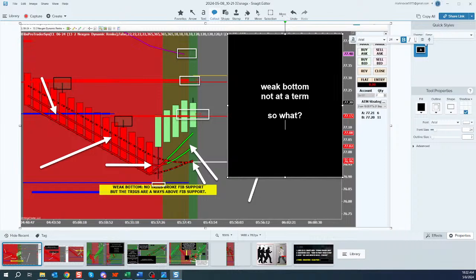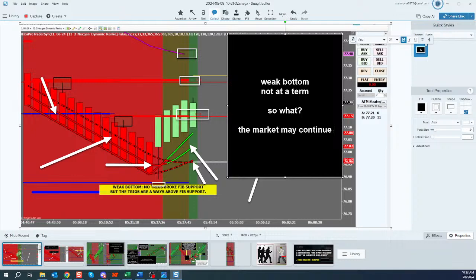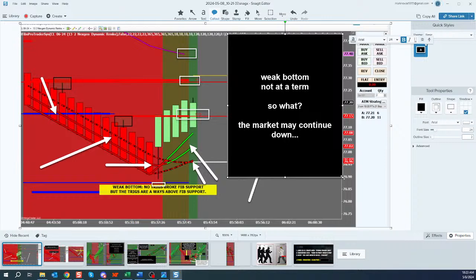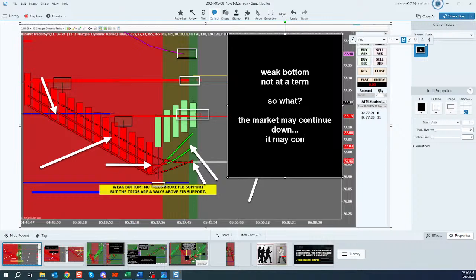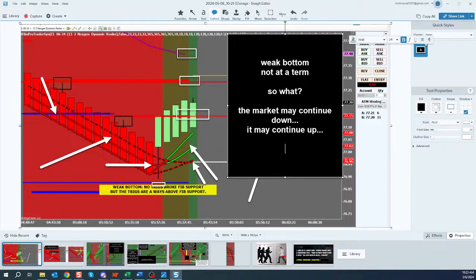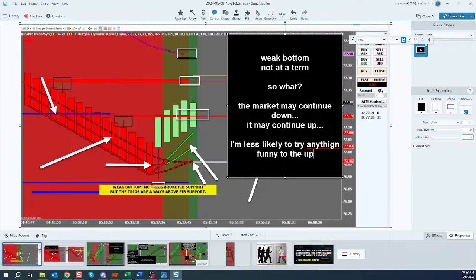So what? The market may continue down. It may continue up. So my so what becomes, I'm less likely to try anything funny to the upside. That's the easiest way to say it. Because it's not a good bottom, because it's not a termination condition, I'm less likely to try the long.